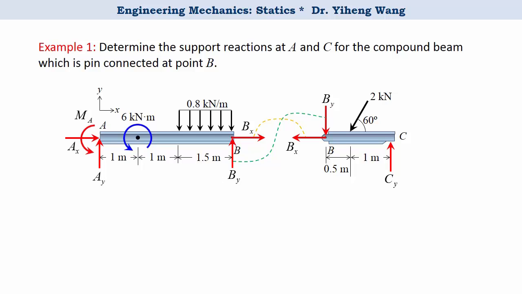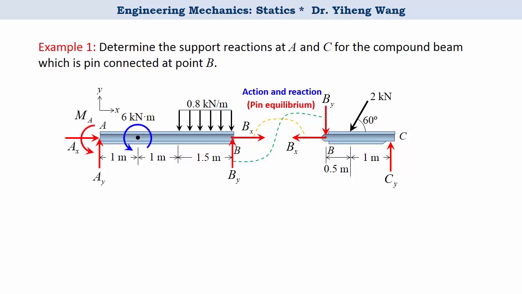So why are these forces of the same magnitude but opposite directions? Well, you can consider them as action and reaction. But more accurately, their relations are determined through pin equilibrium of the pin at point B connecting these two members. And I will discuss this a little bit more later.